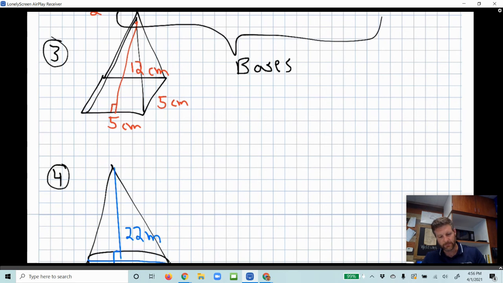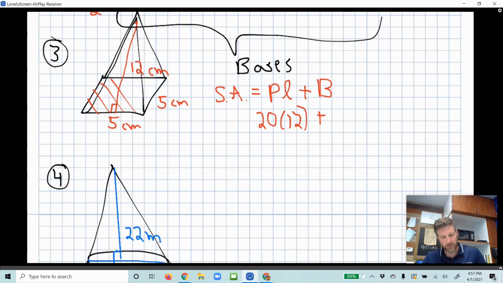So let's calculate the surface area of a square pyramid with base 5 and a slant height of 12 centimeters. Let's pull out our formula. Surface area equals, if we remember, perimeter times slant height plus the base. In this case, the perimeter of that square would be 5 by 5 by 5 by 5, so that's just going to be 20. 4 times 5 is 20. Times the slant height, they gave it to us, it's 12. Plus the area of the base. The base here is a square, so side times side, that's 5 times 5. So we just get 25.